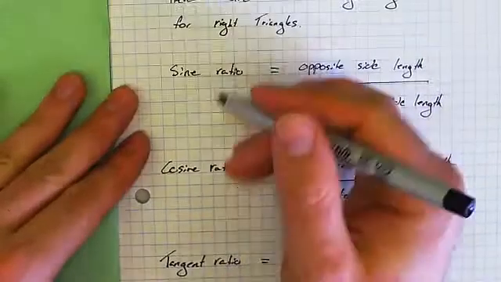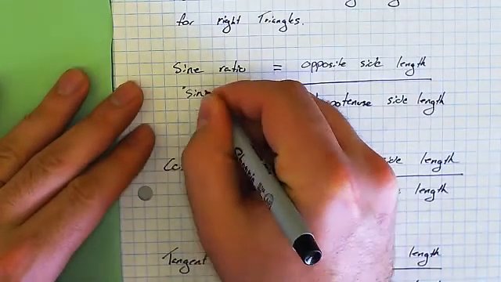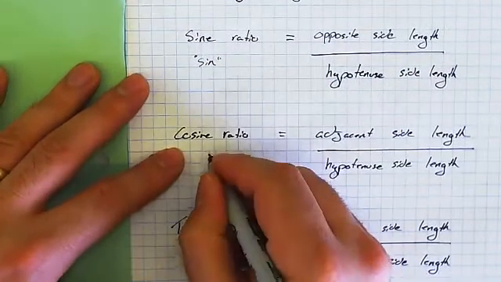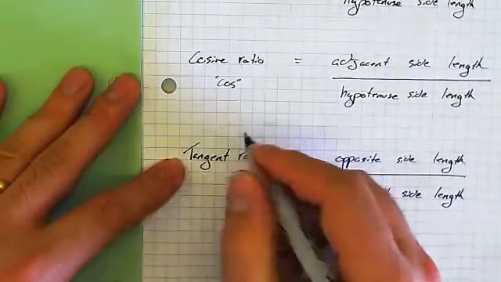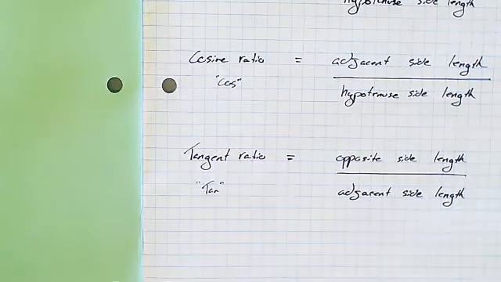Now, each of these three tends to be shortened. Sine just turns into usually sin, but still sine. Cosine is turned into cos, C-O-S, and tangent gets shortened down to tan. So a lot of times, especially in mathematics, we will shorten these very quickly.